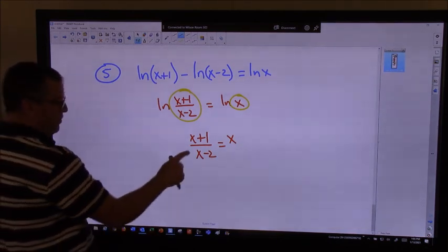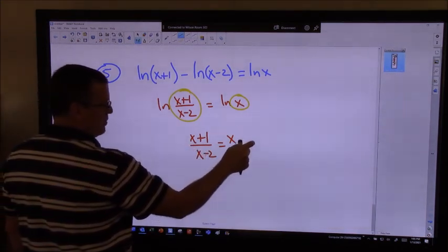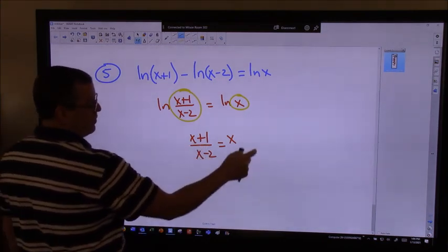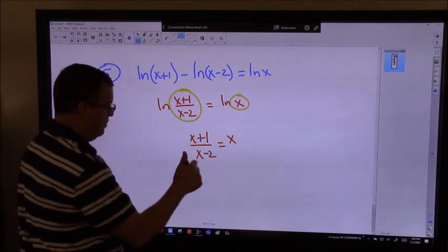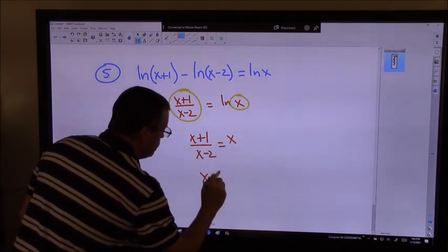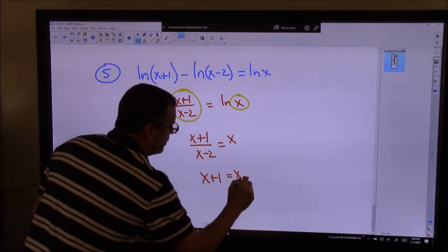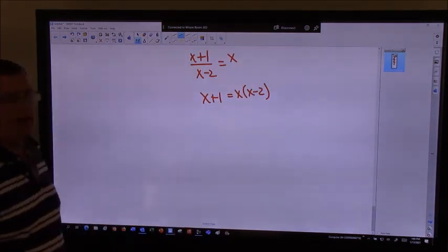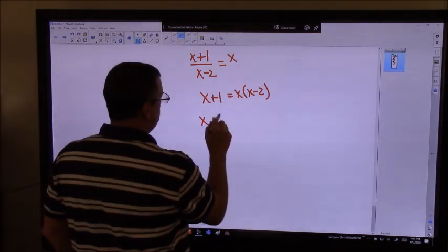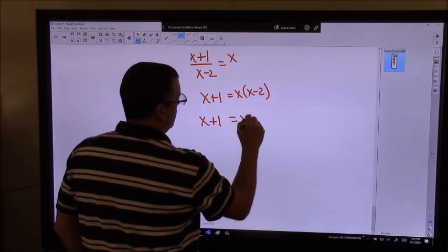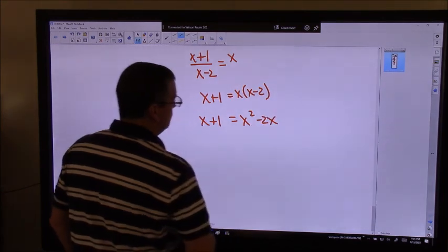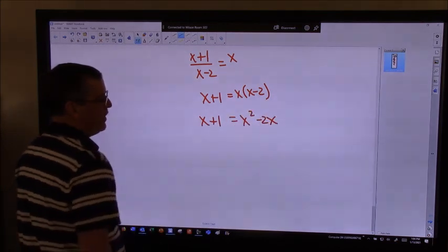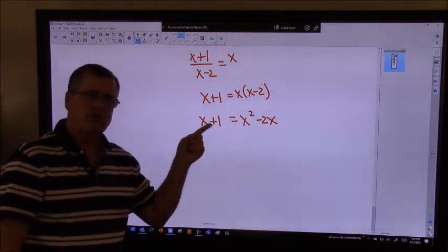And then to get rid of the fraction, I'm going to take this to the other side and multiply. We're dividing by x minus 2, so when I move it over here, I have to do the opposite. So this becomes x plus 1 equals x times x minus 2. And now we're starting to look like the last problem, right? x plus 1 equals x squared minus 2x. Since my x squared is over here, I'm going to move all this stuff to the right side. You always want your x squared term to be positive.